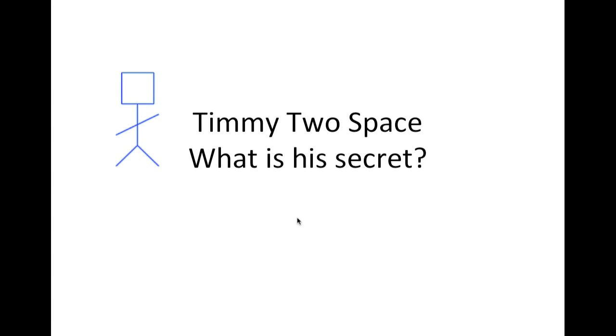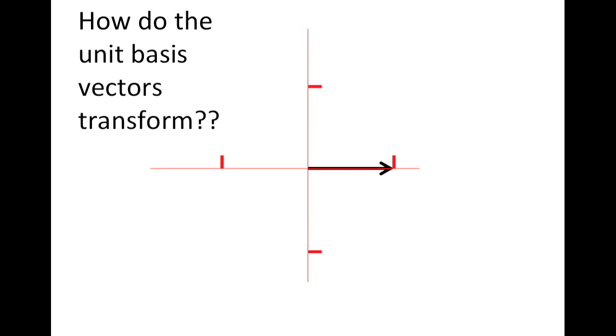What's Timmy's secret? How do we determine these transformations? Remember that there are these special vectors, the unit basis vectors. This is the vector 1, 0. And we can look at how a transformation transforms the vector 1, 0. That's the arrow with the dashed lines. Similarly, we can look at the other unit basis vector in 2D. That's the vector 0, 1. And we can look at how it transforms.